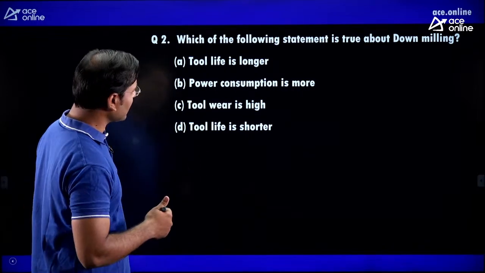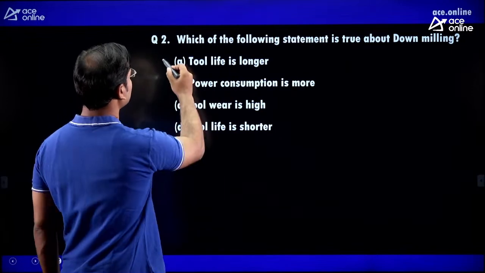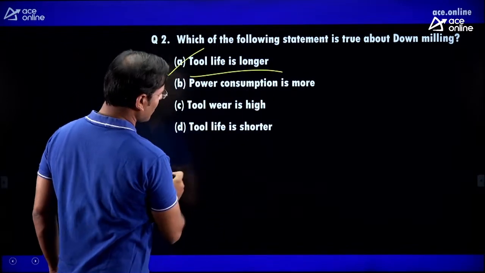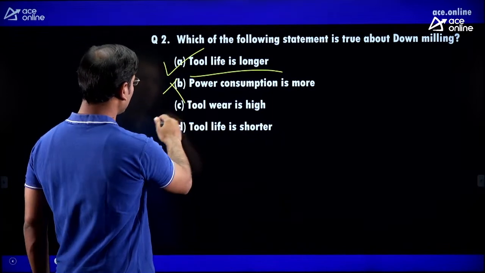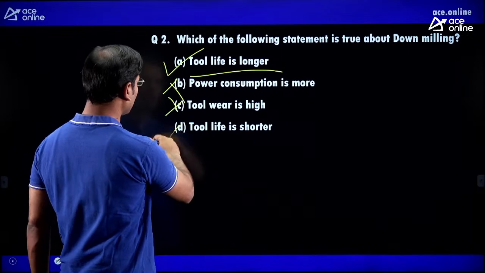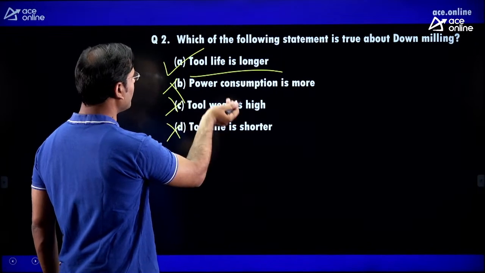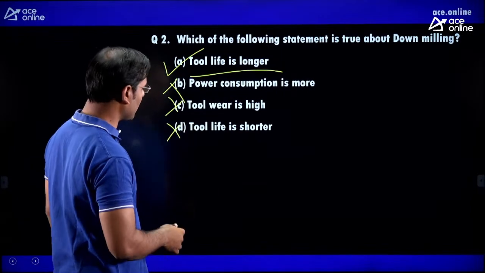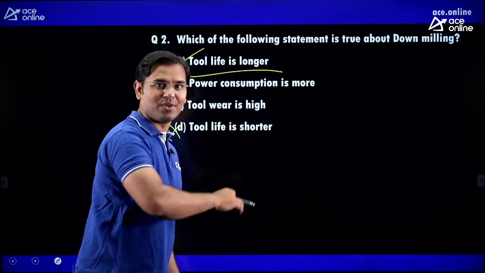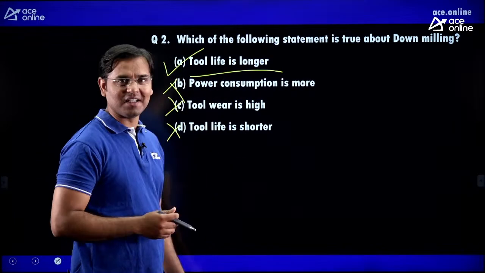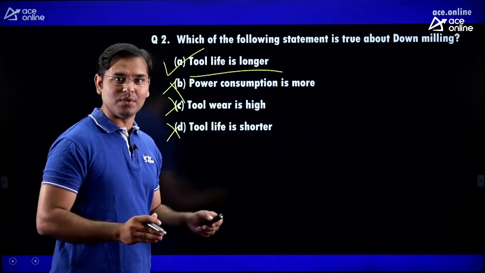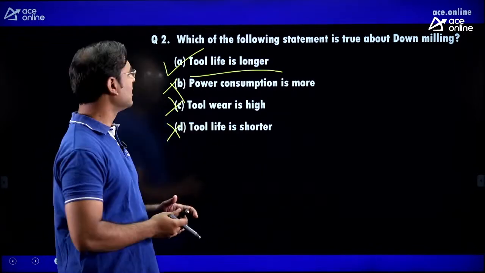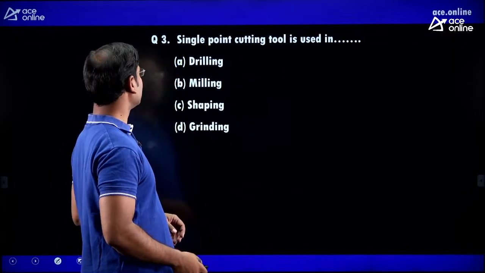Now see which of the following statements is true about down milling. The correct option is: tool life is longer. Power consumption is more? No. Power consumption is low. Tool wear is high? No. Tool wear is low. Tool life is shorter? No. Tool wear is high? No. Tool wear is low, that's why the tool life is longer. Power consumption is low, that's why the tool life is longer. Forces coming are low, hence also the tool life is longer.